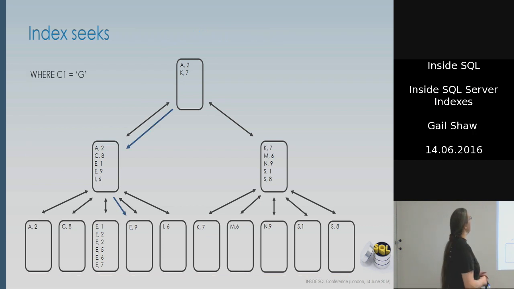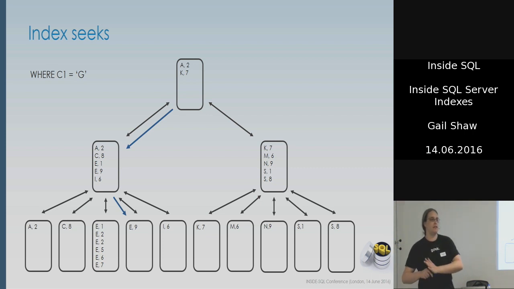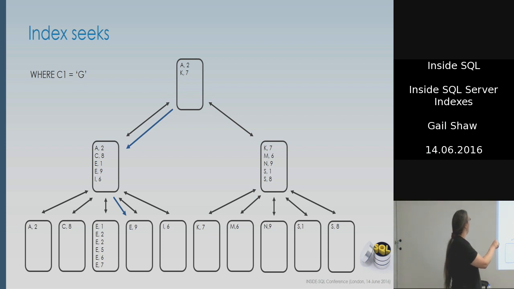An index seek. Implicit in an index seek is the idea that we are looking for a value. The whole definition of an index seek is that we are evaluating a predicate against this table, or against this index. In this case, we're looking for column 1 equals a particular value. So we can start, again, with the root page, and this time we are looking for a specific value. So we're looking for G.